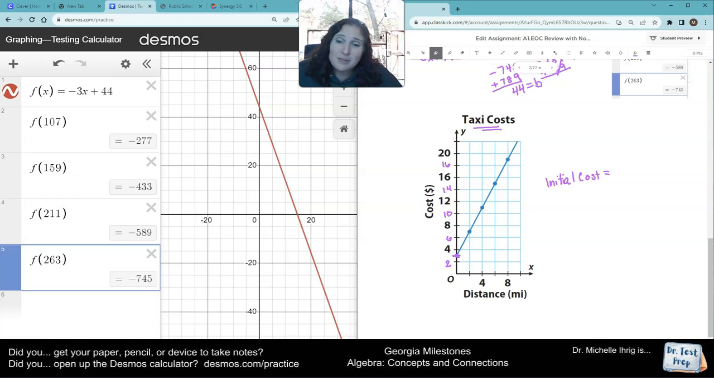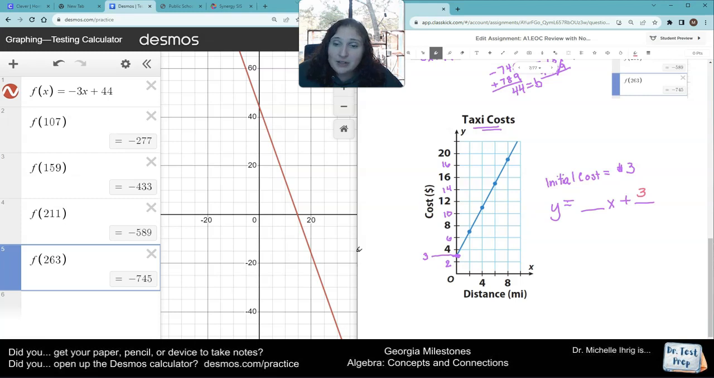So because this is in between, we know this is 3. They're not going to be mean and make it like $3.02. They're going to keep it simple. So my initial cost is $3 just to get in the taxi. But then I have to figure out, so that's my plus B value. Okay, so that $3 is my plus B. But now I need to figure out the slope.